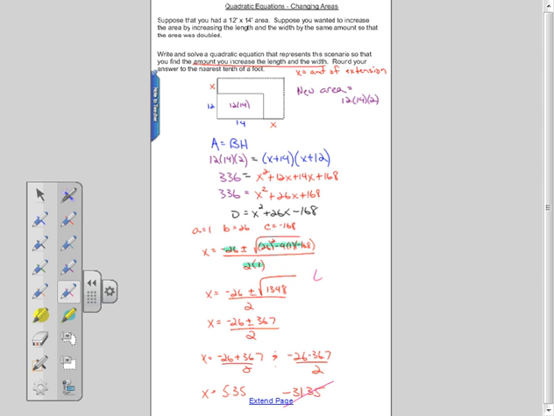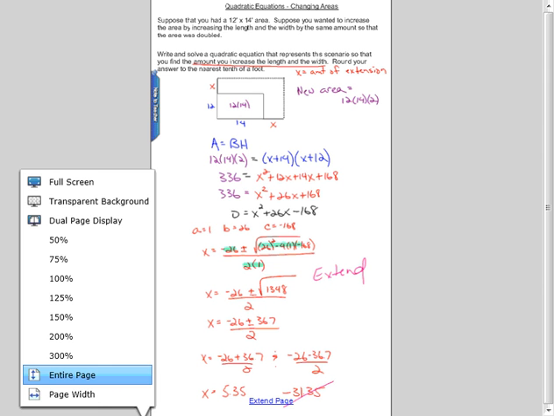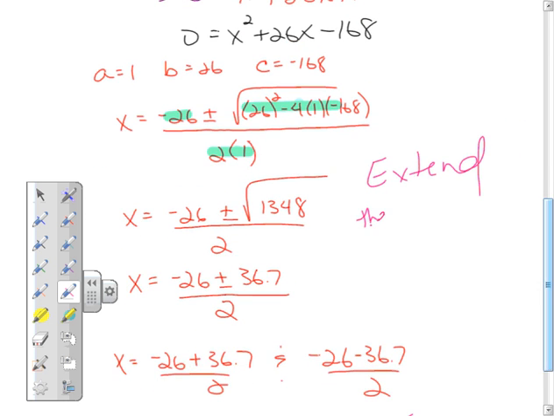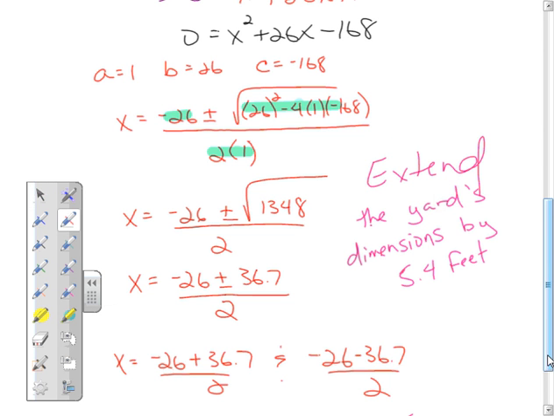So you should extend, excuse me for 1 second, just kind of make this a little bigger so you can see it on the screen. Extend the yard's dimensions by 5.4 feet. Now again, this just makes the length 5.4 feet longer and the width 5 feet longer, or synonymously base times height, depending on how you look at it.